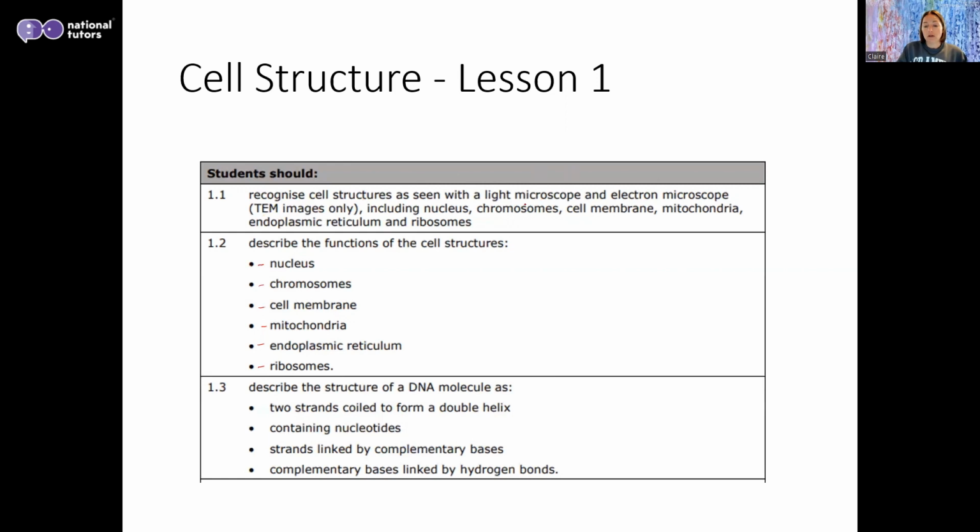We are going to look at the difference between a light microscope and an electron microscope images. It's really important to know the difference of those as well.